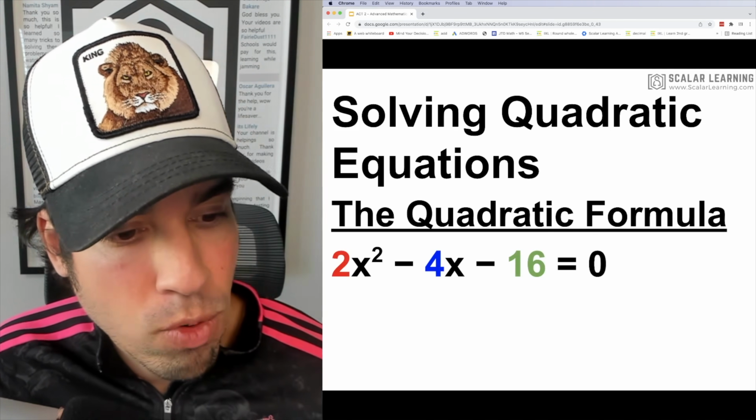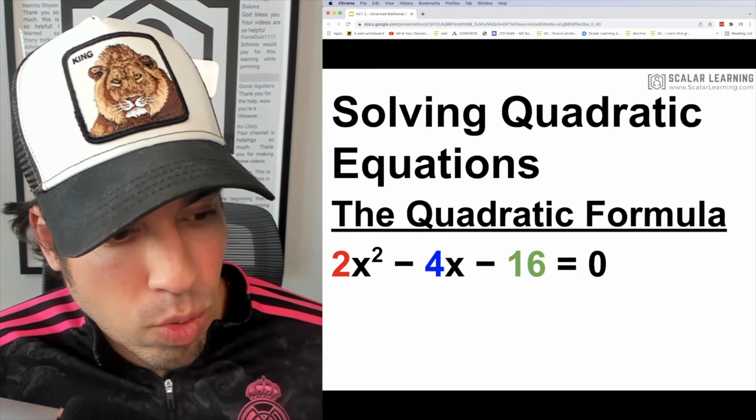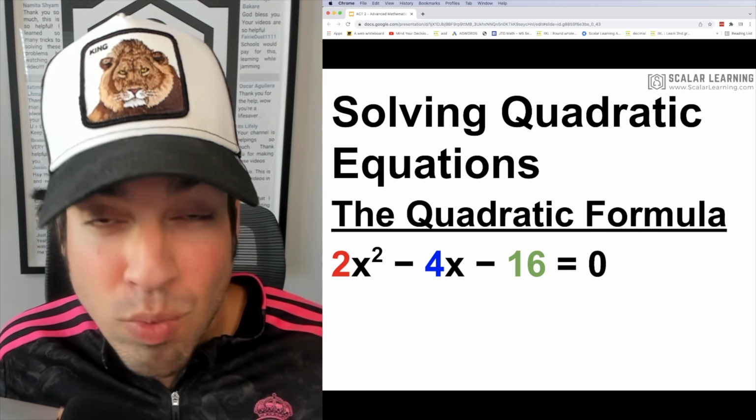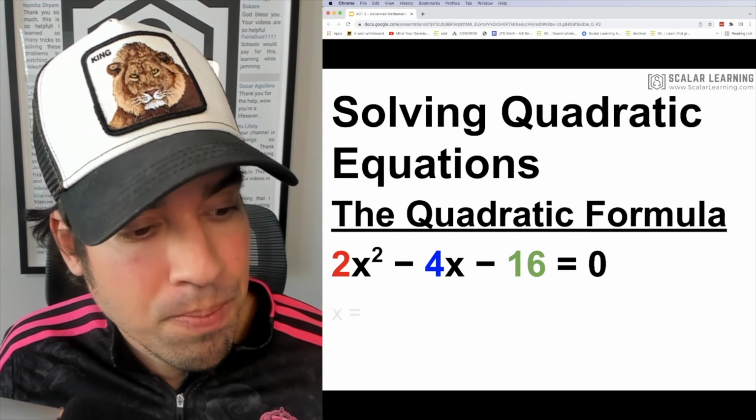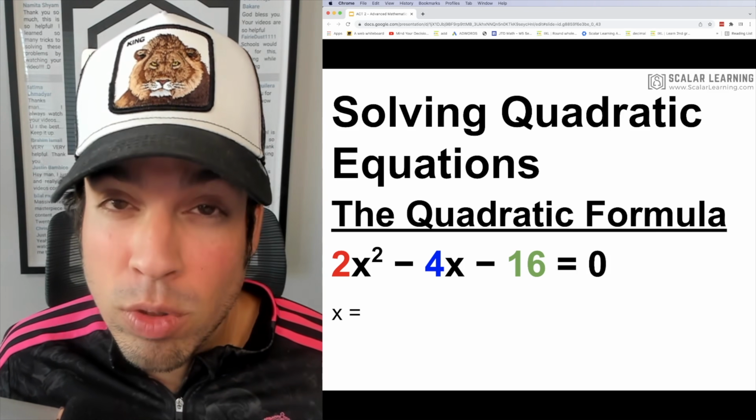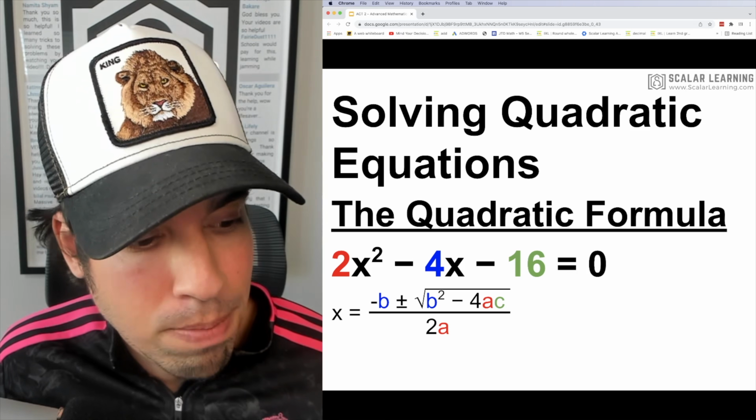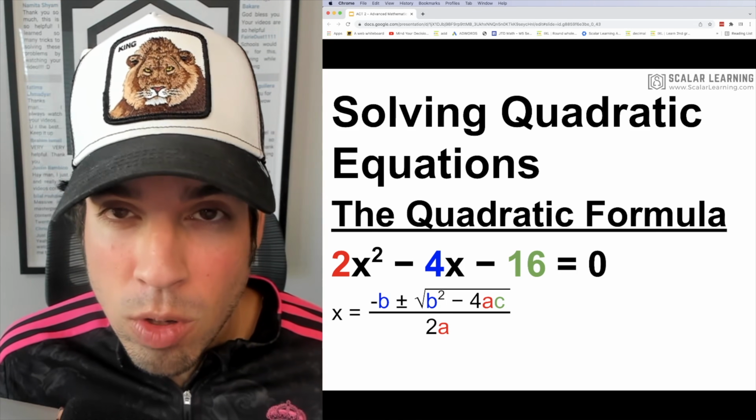Now we're going to talk about the quadratic formula, probably one of the most famous formulas in math. And the quadratic formula is as follows. So if we take a quadratic equation like this, 2x squared minus 4x minus 16. And again, they're color-coded. Red is A, blue is B, and green is C. You can see that x equals, again, because we're trying to find the x value that solves this, negative b plus or minus the square root of b squared minus 4ac all over 2a.